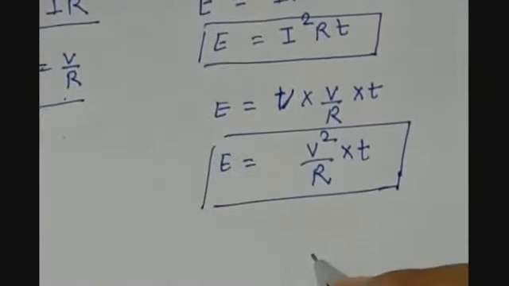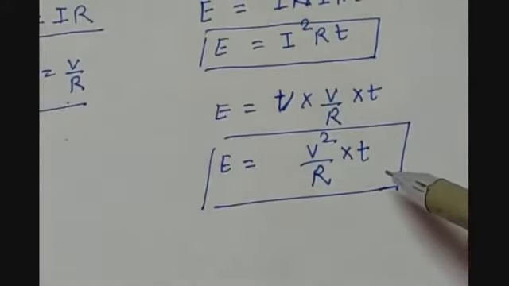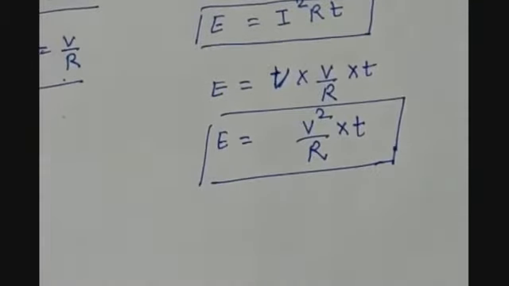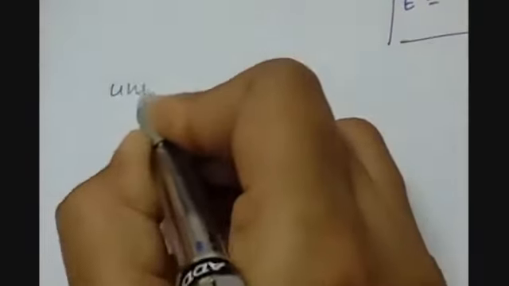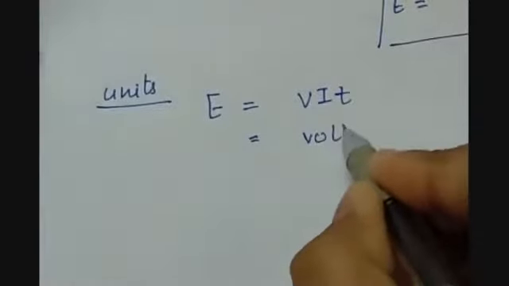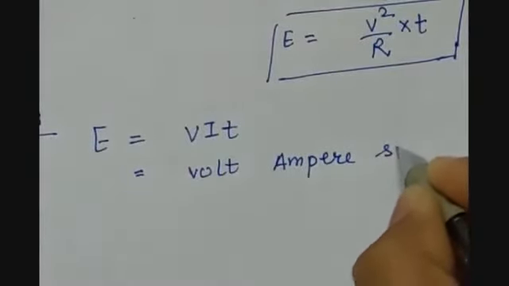In the last lecture, we have seen how to utilize these various modified forms of electrical energy or heat energy developed. Now, let us find out the units of electrical energy. If we talk about the units of electrical energy, then we know electric energy has the formula V into I into T. So, for V we have volt, for I ampere, and for time we have second.